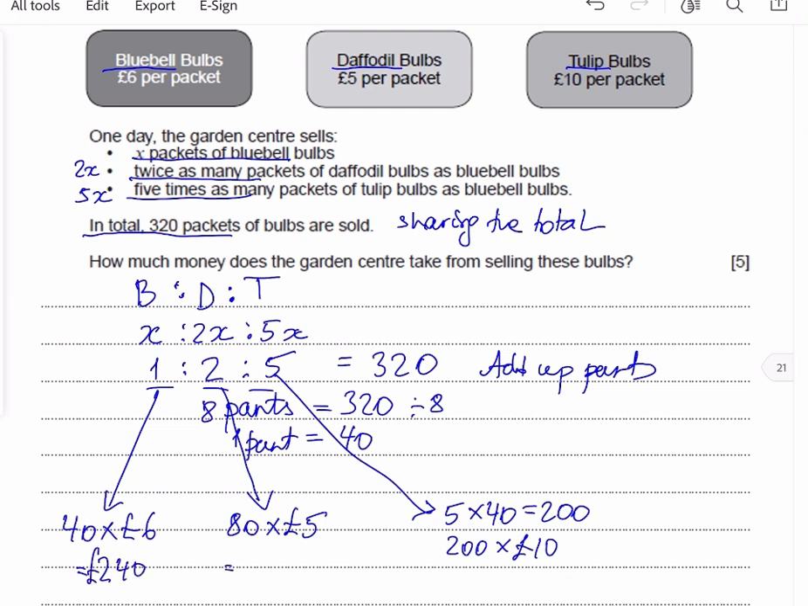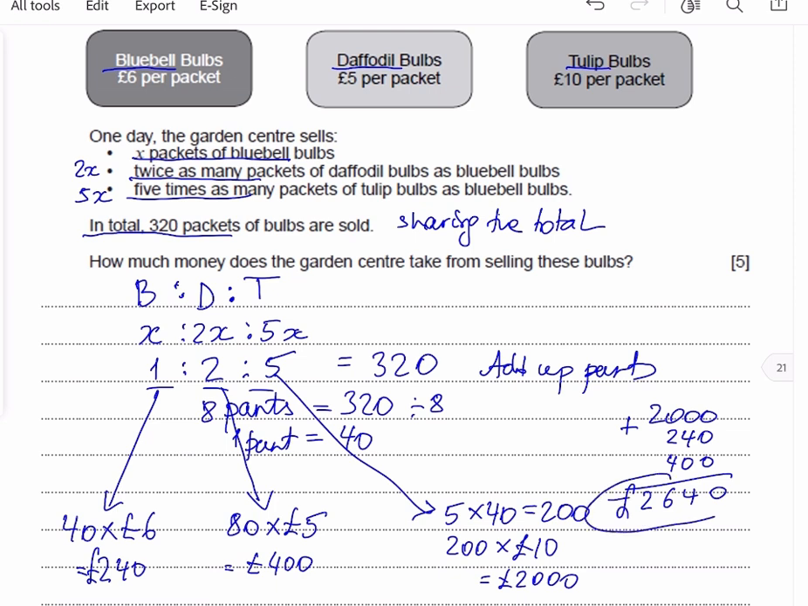So the bluebells will cost £240. 80 times 5, you can do 8 times 5, 40, and add 0. And 200 times 10, £2,000. So add them all up, and that will be how much money the garden center takes from selling all these items. £2,640.